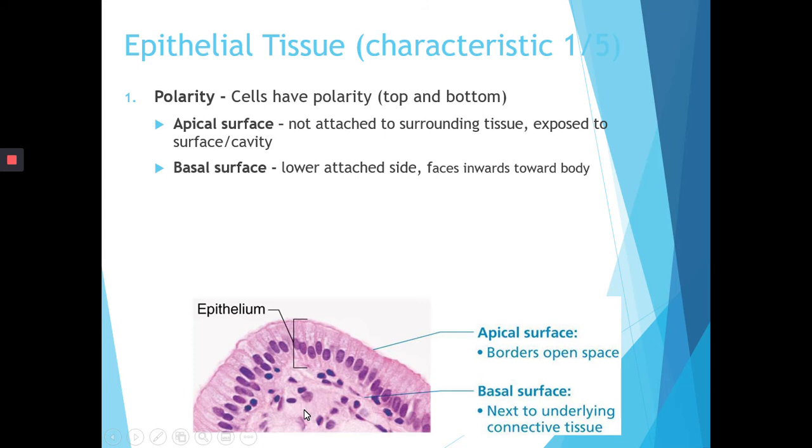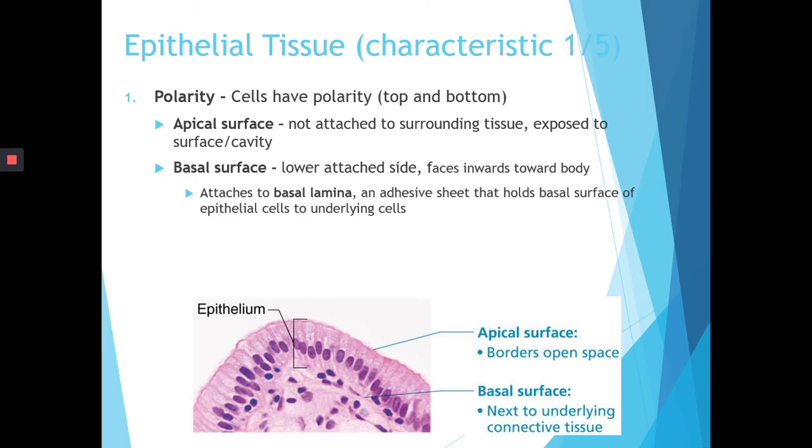So again, we're seeing how this polarity feature allows us to be able to notice how the cell is positioned, having its top side and its bottom side, and understanding underneath that bottom side, we're going to have connective tissue there holding it in place. So again, it's going to attach to what we call the basal lamina, and this is an adhesive, sticky sheet that holds the bottom of the cells to the underlying connective tissue. It therefore links those layers together, keeping them in place.